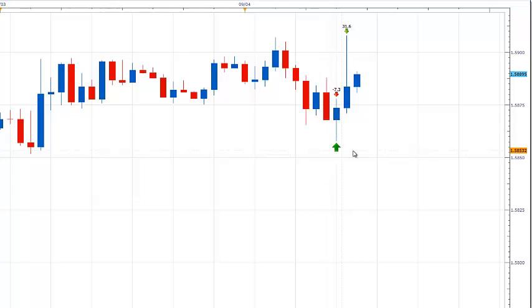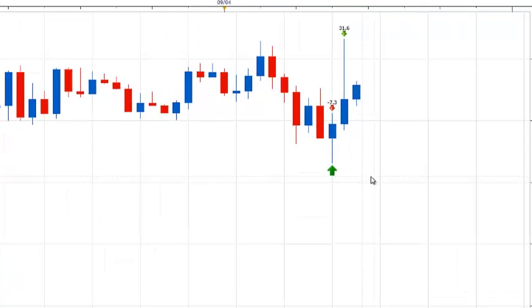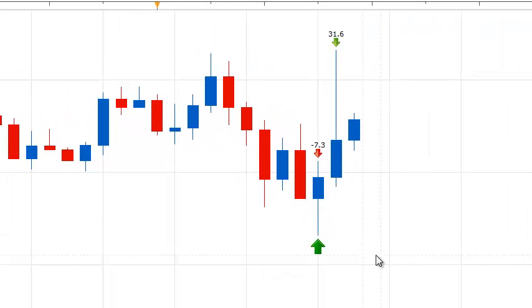Today we're going to be looking at a value range trade we placed this morning in the British pound US dollar pair. We had a profit of 31.6 pips on this trade. And here you can see just a visual representation of our entry and exit points.